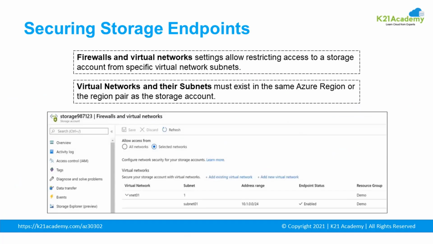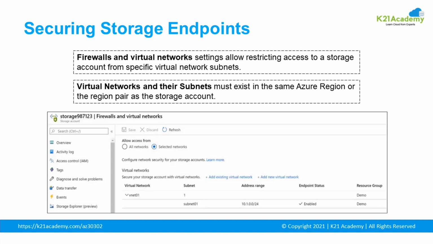Perfect. The steps necessary to restrict network access to Azure services vary across services. For accessing a storage account, you would use the firewalls and virtual networks blade to add the virtual networks that will have access. Notice you can also configure allow access to one or more public IP ranges here. Firewalls and virtual networks allow restricting access to the storage account from specific subnets on virtual networks. Subnets and virtual networks must exist in the same Azure region or region pair as the storage account. It is important to test and ensure that the service endpoint is limiting access as expected.